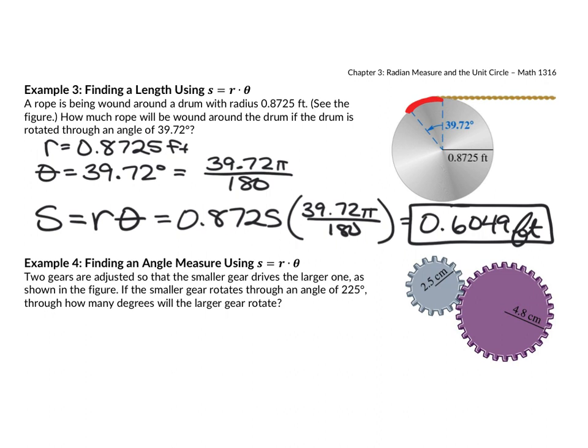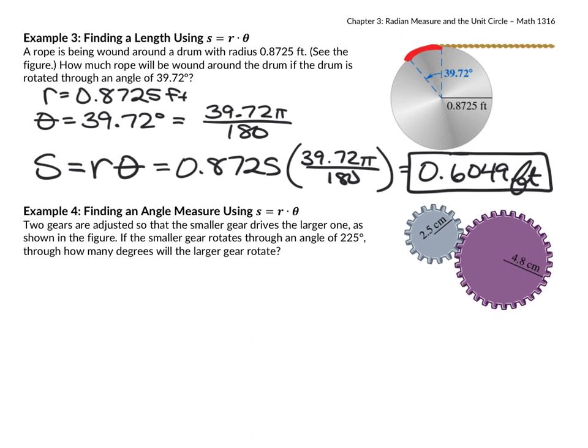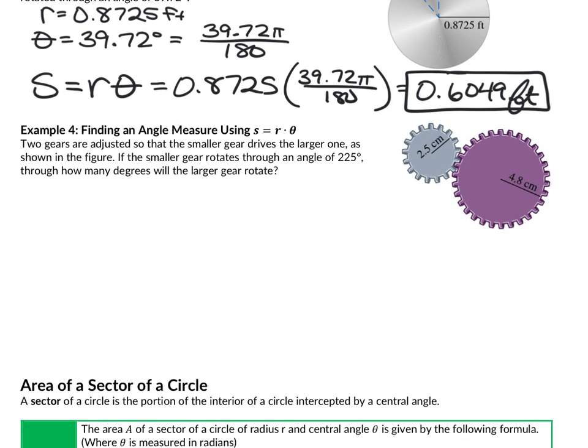Okay. Now the next problem is going to be a little bit more challenging, but if we set it up the way I've been setting up the questions, it actually makes a lot of sense. It says two gears are adjusted so the smaller gear drives the larger one, as shown in the figure. So we're moving this guy, and it forces this guy to move. That's how gears work. If the smaller gear rotates through an angle of 225 degrees, through how many degrees will the larger gear rotate?